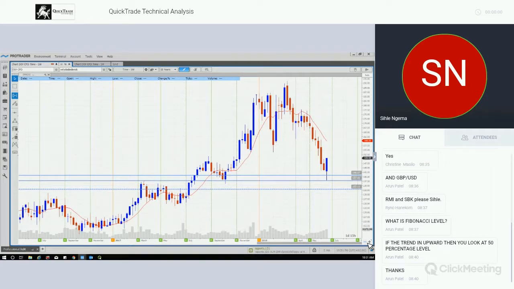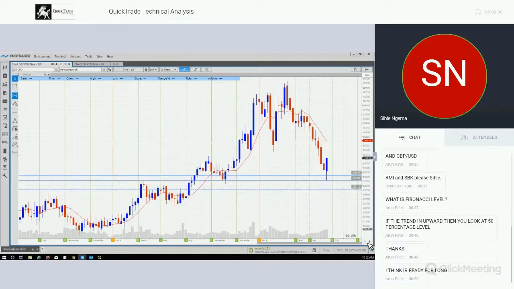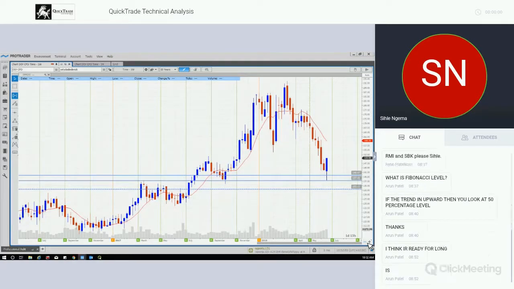Let me see the level that I put down here. I put down one. You can go in anywhere between 147.50 and 150. You can buy DSY anywhere between 147.50 and 150. I think DSY is looking good there for a buy.